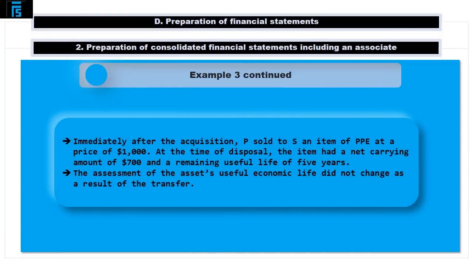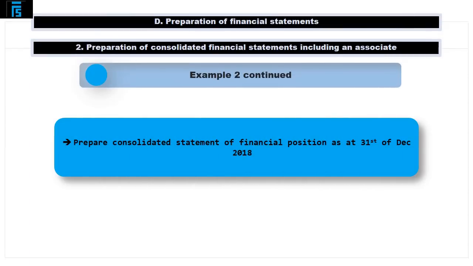We are also told that immediately after the acquisition, P sold to S an item of property, plant and equipment at a price of €1,000. At the time of disposal, the item had a net carrying amount of €700 and a remaining useful life of 5 years. The assessment of the asset's useful economic life did not change as a result of the transfer. And our job is to prepare a consolidated statement of financial position as at the 31st of December 2018.